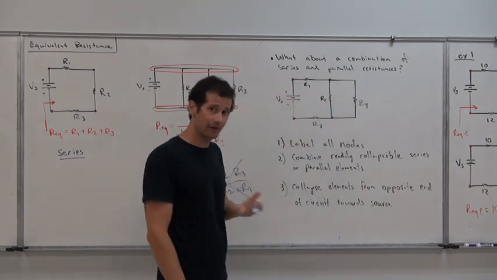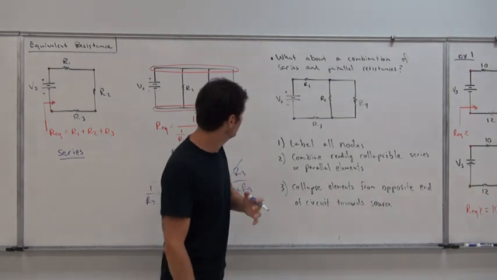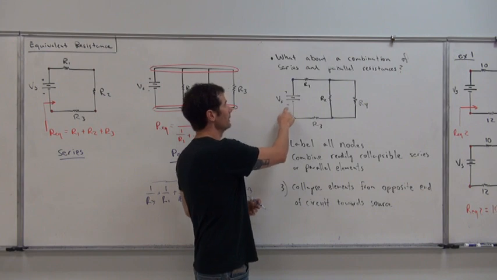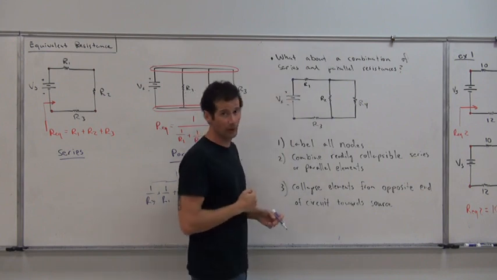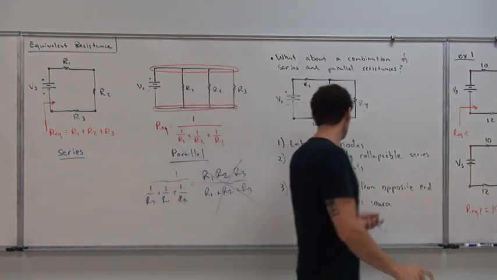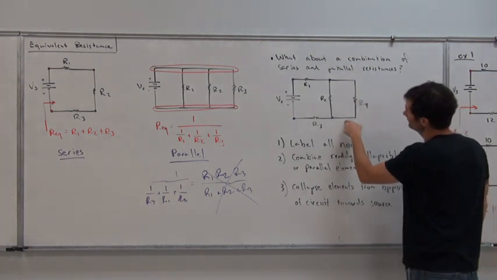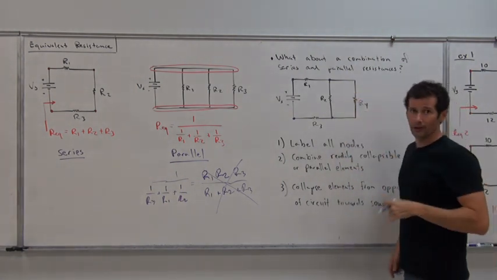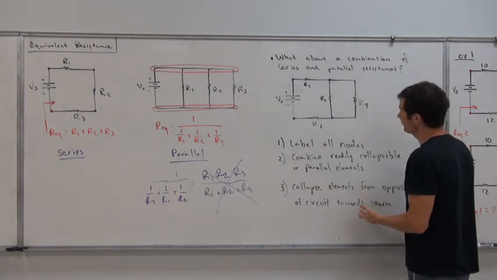So let's talk about how these elements relate to each other. First, we can see R3 is in series with VS, and that VS is in series with R1. However, if you look here at the top and the bottom, between R2 and R4, there is no other element. So it's just a piece of wire.